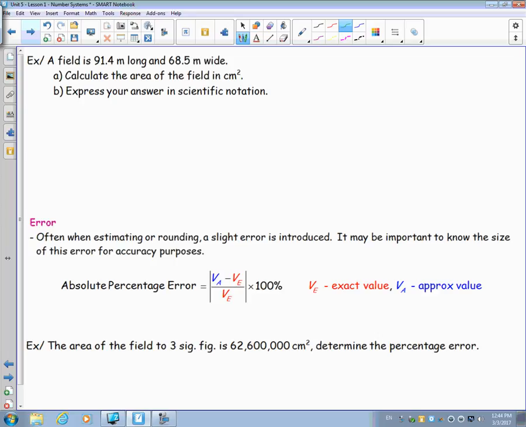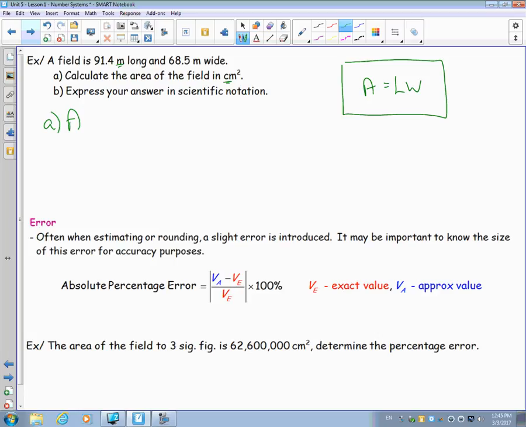And last one, last set of examples here. So a field is 91.4 meters long, 68.5 meters wide. Calculate its area. Well, we know the area of a rectangle, length times width. So in our calculators, we need to do this. But notice, we're given meters and it asks us in centimeters. So I need to make a little conversion first.